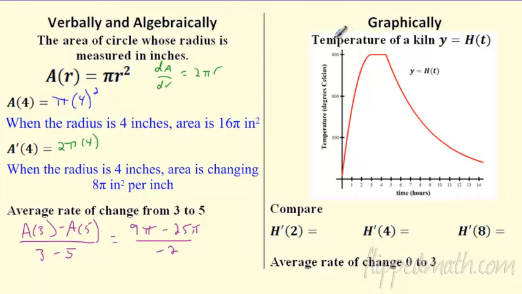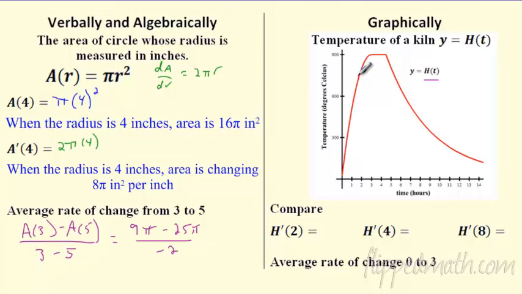So changing that to a graphical, I'm going to give you all kinds of rates of change here. This is somebody heating up their kiln for their pottery. So we got their pottery going on here. So what does the h prime of 2 mean? I don't have the equation to look at anymore. I'm graphing y equals this function. So what's going on here at 2?